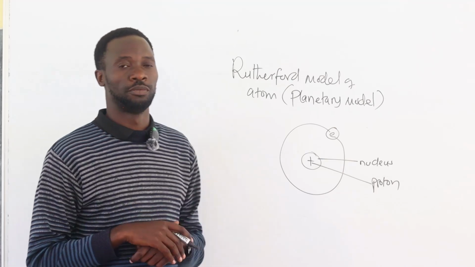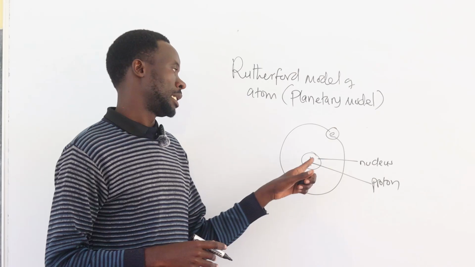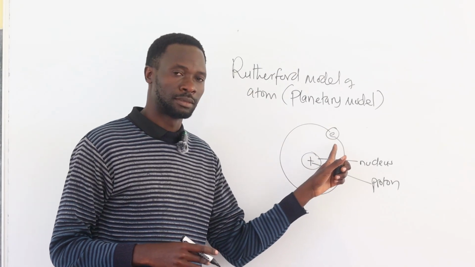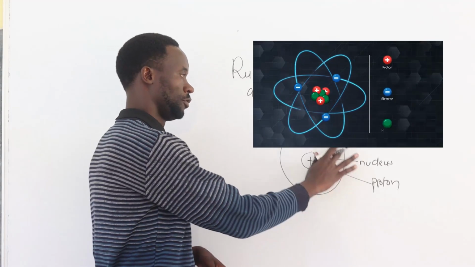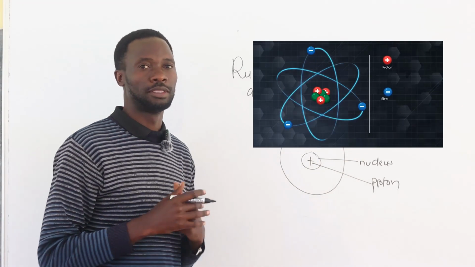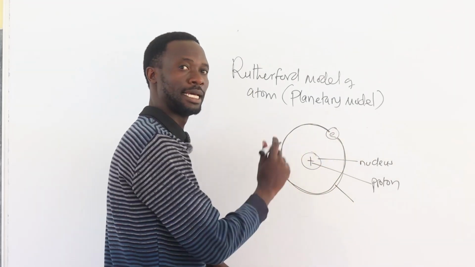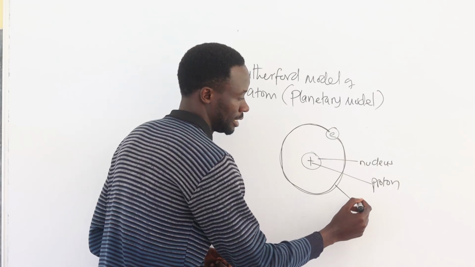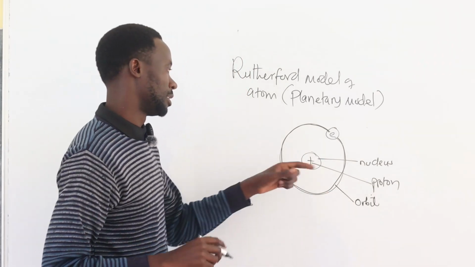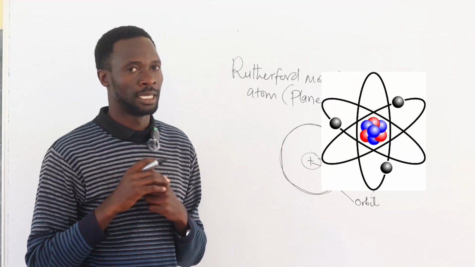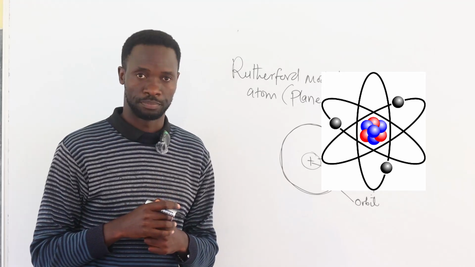Also, he added some information concerning the structure of the atom. He said the negatively charged electrons move at a very high speed around the nucleus. This is the pathway along which the electrons are moving, and it is called the orbit. So this is the structure of the atom according to the Rutherford model.